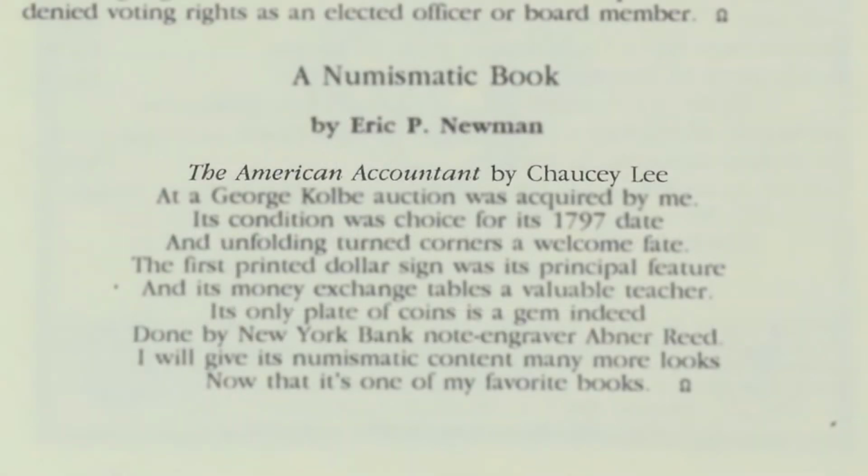The American Accomptant by Chauncey Lee at a George Colby auction was acquired by me. Its condition was choice for its 1797 date, and unfolding turned corners a welcome fate. The first printed dollar sign was its principal feature, and its money exchange tables a valuable teacher. Its only plate of coins is a gem indeed, done by New York banknote engraver Abner Reed. I will give its numismatic content many more looks, now that it's one of my favorite books.